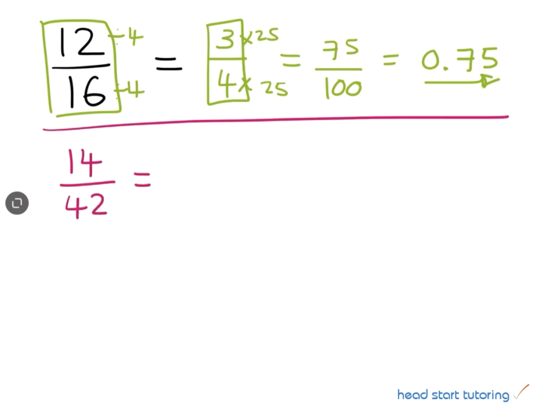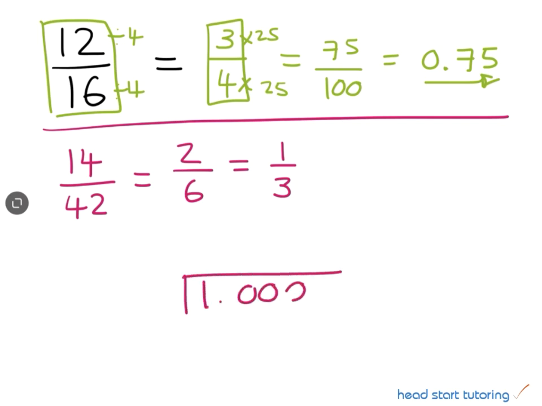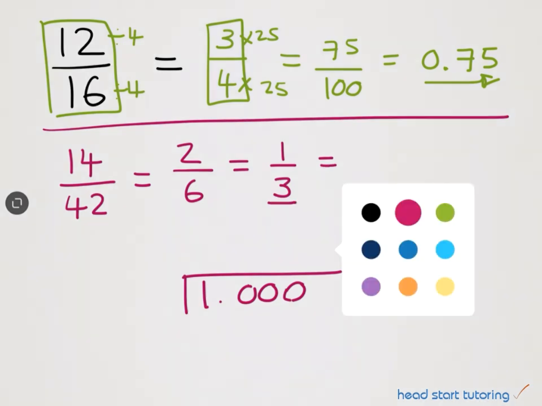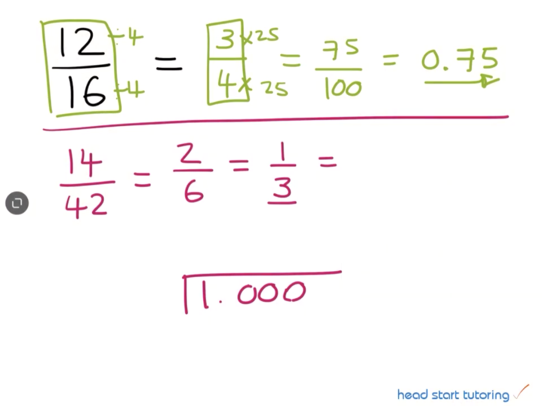14/42. We know that 7 fits into 14 and 7 fits into 42. So let's divide both of them by 7 to get 2 over, and 7 into 42 goes 6 times. So 2/6 can be simplified even further to 1/3. So 1/3 as a decimal, what we need to do is put our 1.000 into our division house because 3 does not fit into 10, 100 or 1,000. And then we put our 3 outside because we are dividing our 1 by 3.